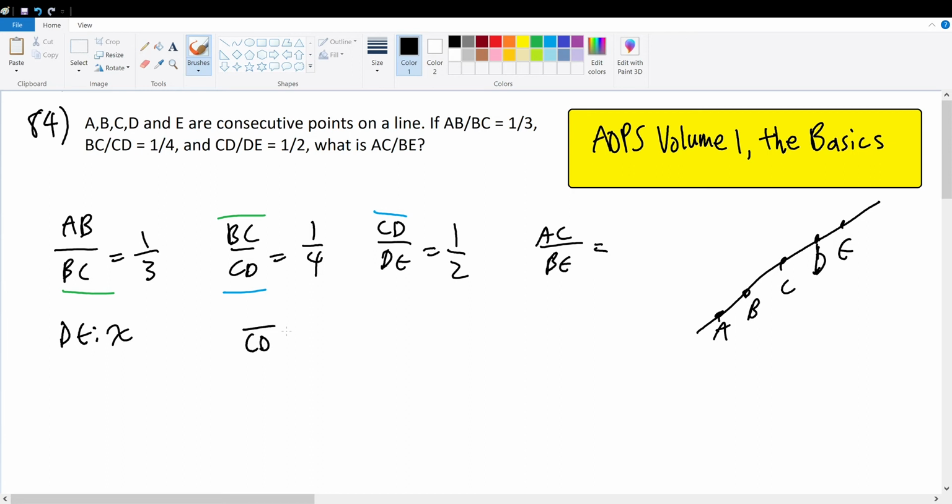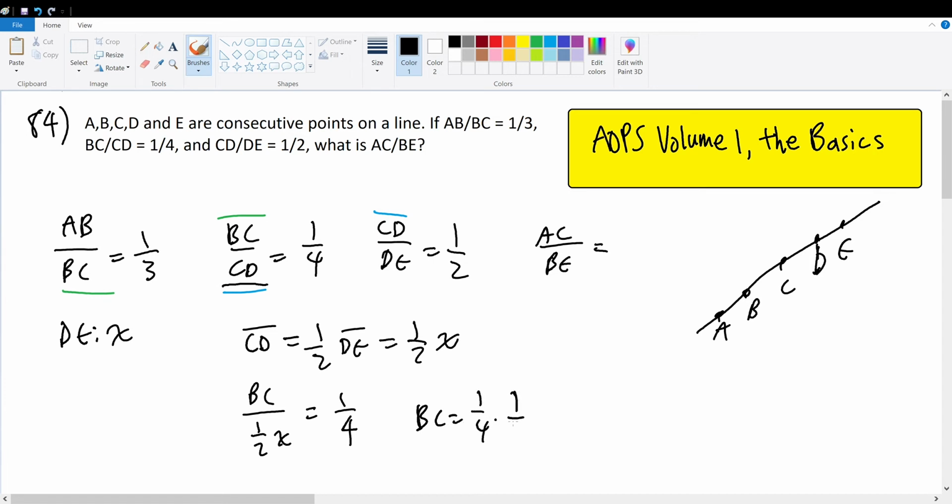Hence, CD segment will be the same thing as half times DE segment, which is half X. And since we have CD out, we can apply CD into the BC over CD ratio to find BC in terms of X. So BC over 1/2 X should give us 1/4, right? Well, with this, we can cross multiply to get BC is equal to 1/4 times half X, which is an eighth X. So BC is the same thing as an eighth of segment DE.